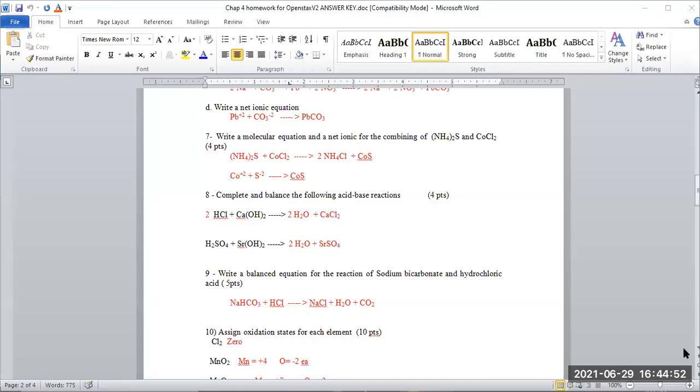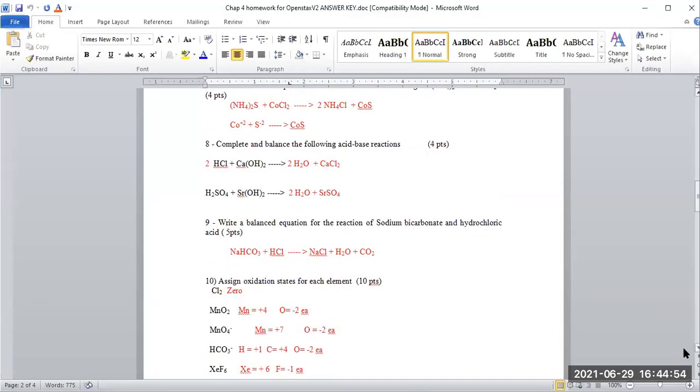All right, so sodium bicarbonate, sodium HCO3, and some hydrochloric acid gives you three products. You get sodium chloride, you get water, and you get carbon dioxide as your gas.